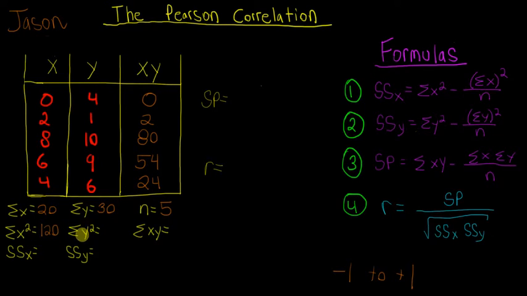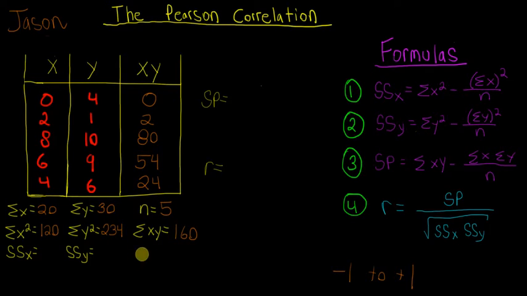Moving on, here we have the sum of y squared. Again, I'm going to do the same thing: 16 plus 1 plus 100 plus 81 plus 36. That's going to give me a grand total of 234. And now we have our sum of xy column. We're just going to sum up these values here. So we have 0 plus 2 plus 80 plus 54 plus 24. That's going to give us 160.